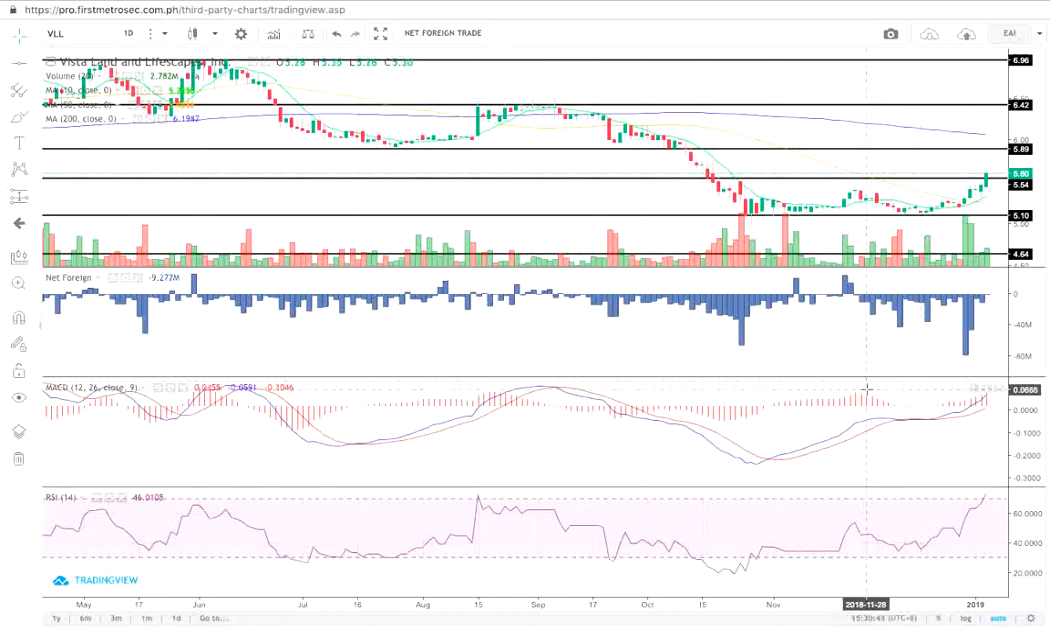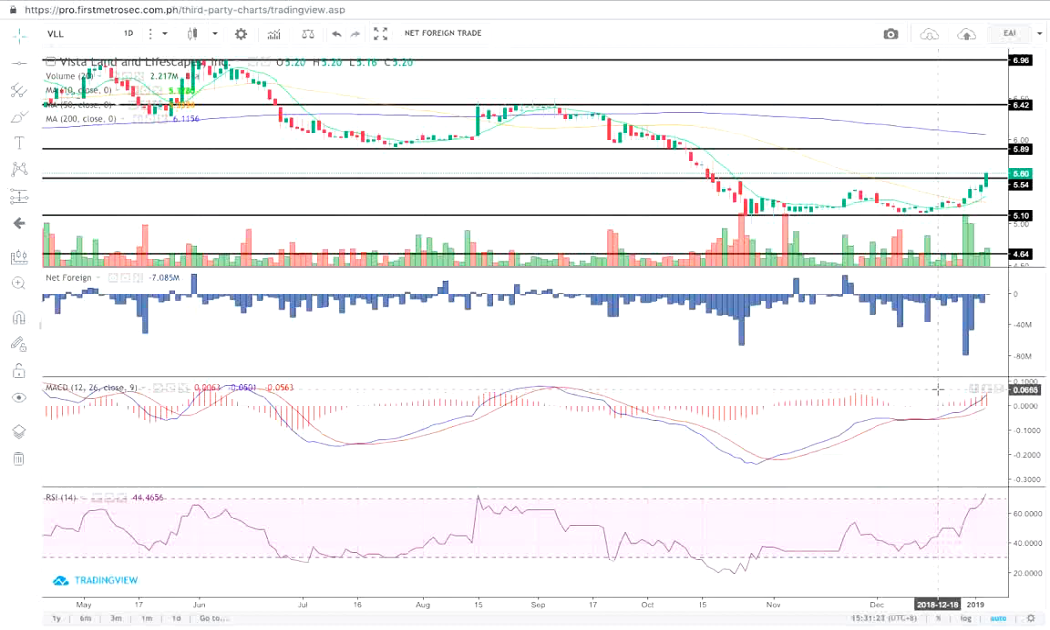Now, for the position of VLL on MACD and RSI, I would say that VLL's MACD shows a bullish signal because the MACD line is crossing above the signal line, and fortunately MACD is now moving above the zero line. So if you are familiar with my 10-day SMA and MACD combination, I would say that VLL gets a buy signal from that combination. How is that so?